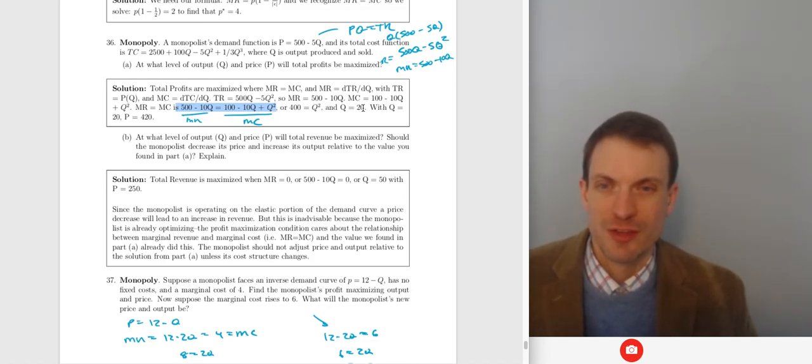Solving, we find our quantity has to be 20. With a quantity of 20, the firm produces or sells at a price of 420.